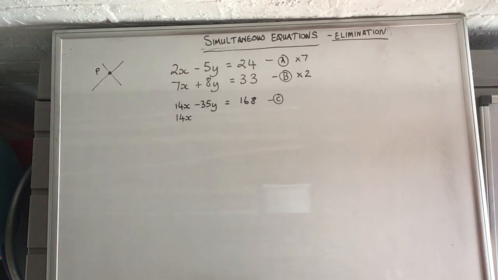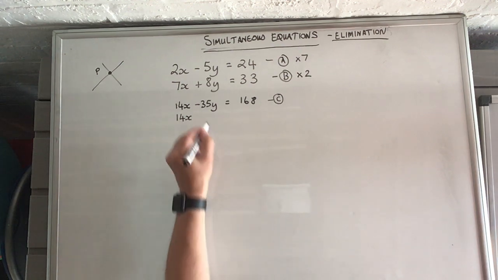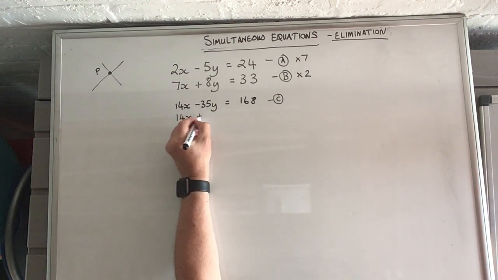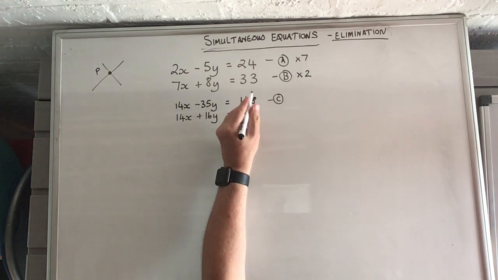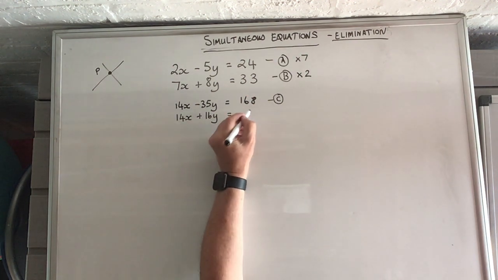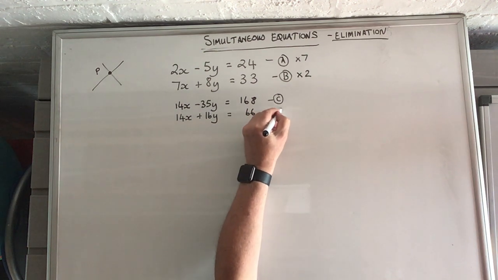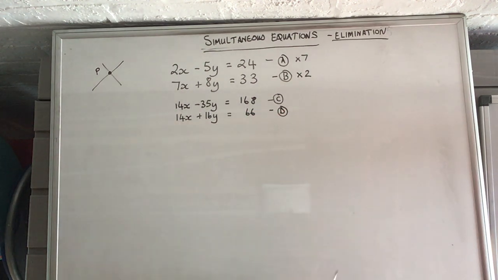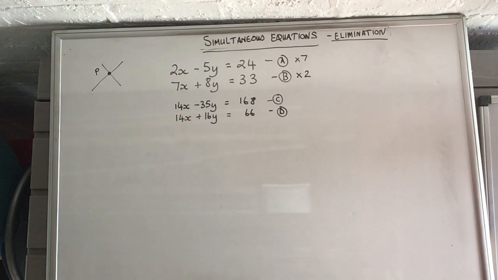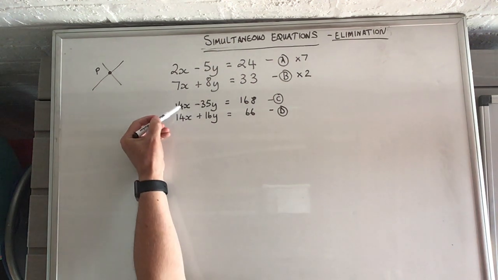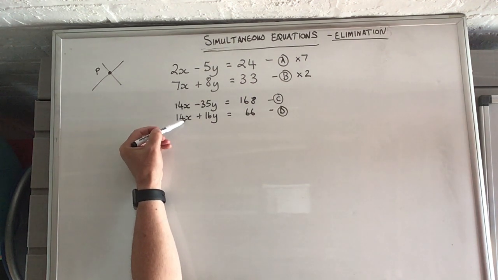So 2 7s are 14, so that's 14x, 2 8s are 16, so that's 16y, and 2 times 33 is 66, so that's quite easy, and that's D. Okay, the next bit then. Well, if we subtract these, then we can eliminate them.